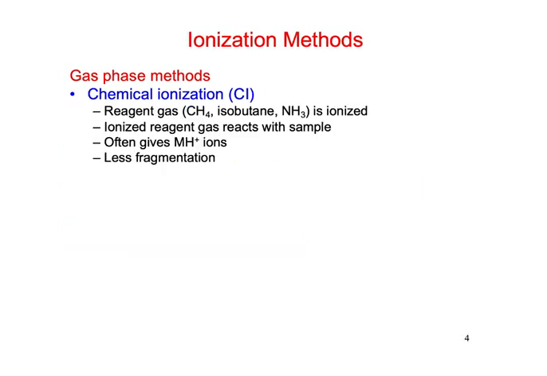Okay, so gas phase ionization. We did do electrospray, so let's look at chemical ionization. In chemical ionization, we use some type of reagent gas. So we have another gas that is ionized, and that ionized gas then reacts with your sample to give usually protonated ions. Okay?